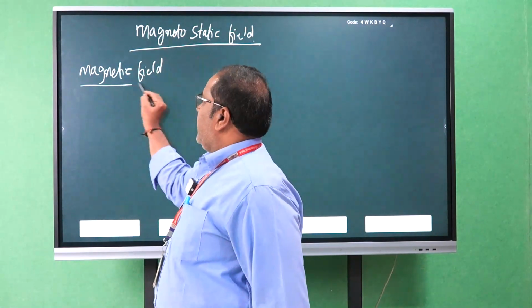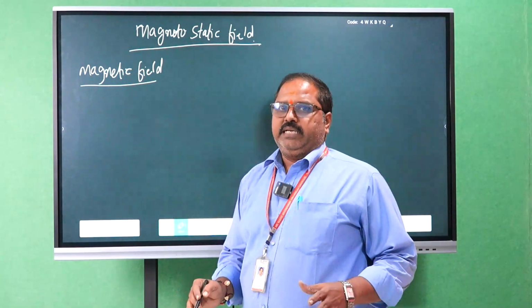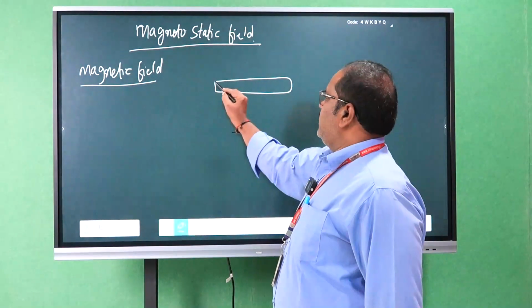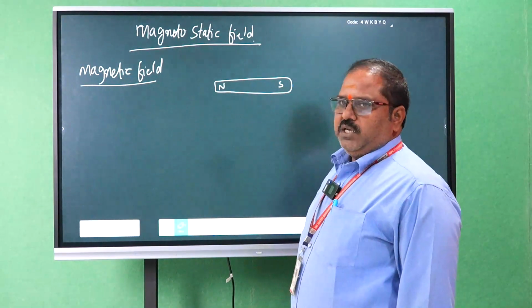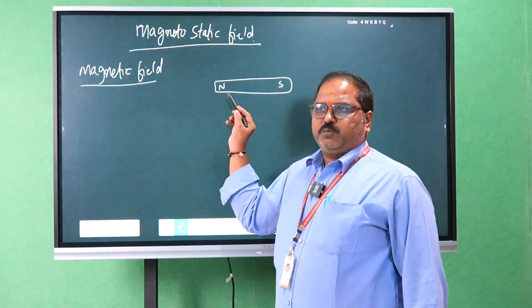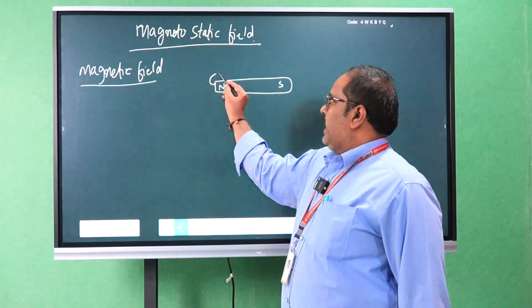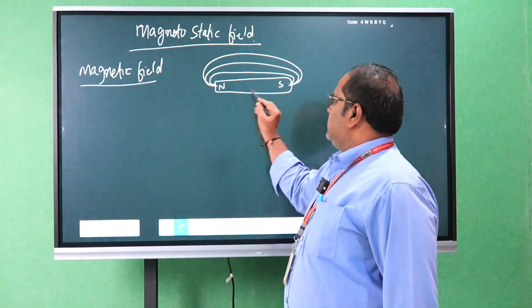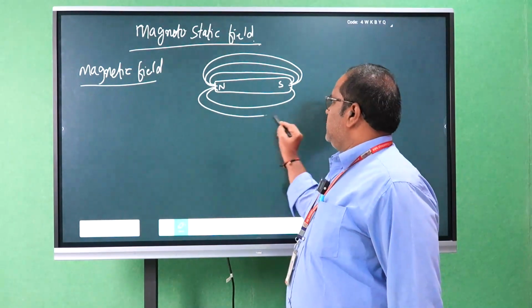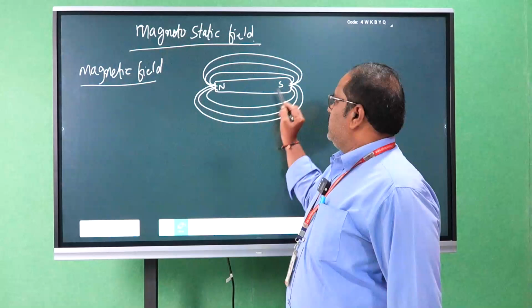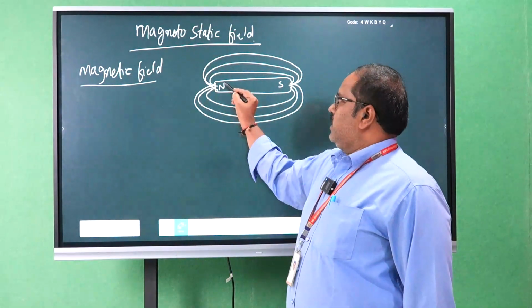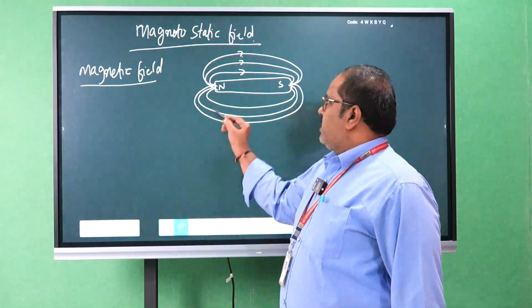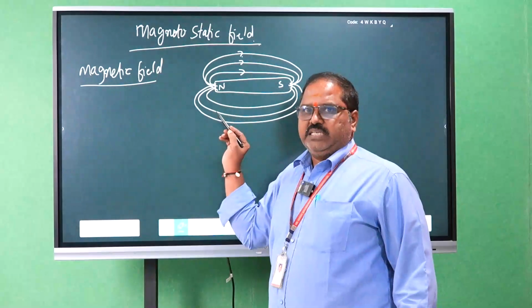The magnetic field is the region around a magnet. Around that magnet there is a North Pole and a South Pole. The number of lines flowing from the North Pole to the South Pole are called flux lines.